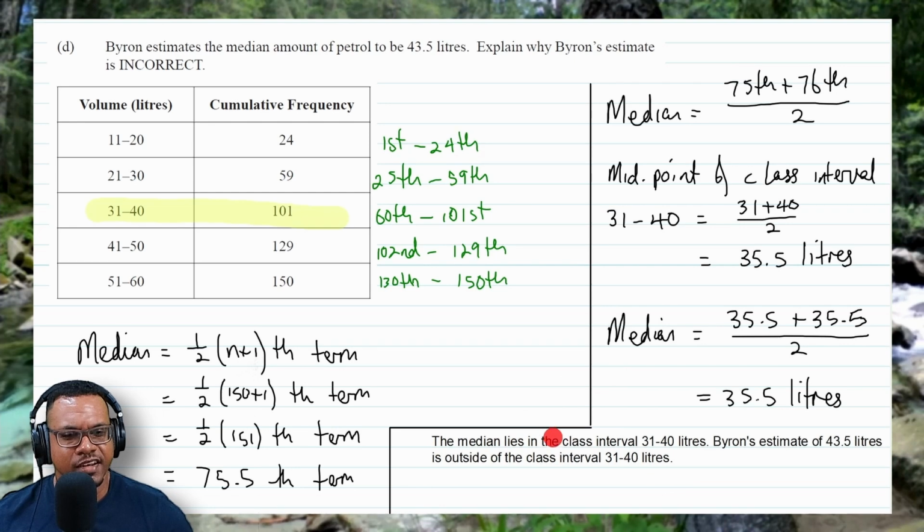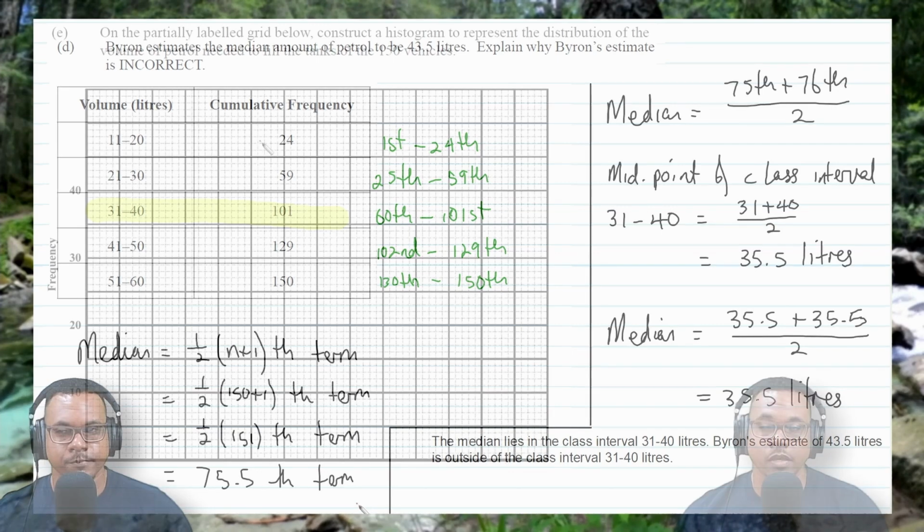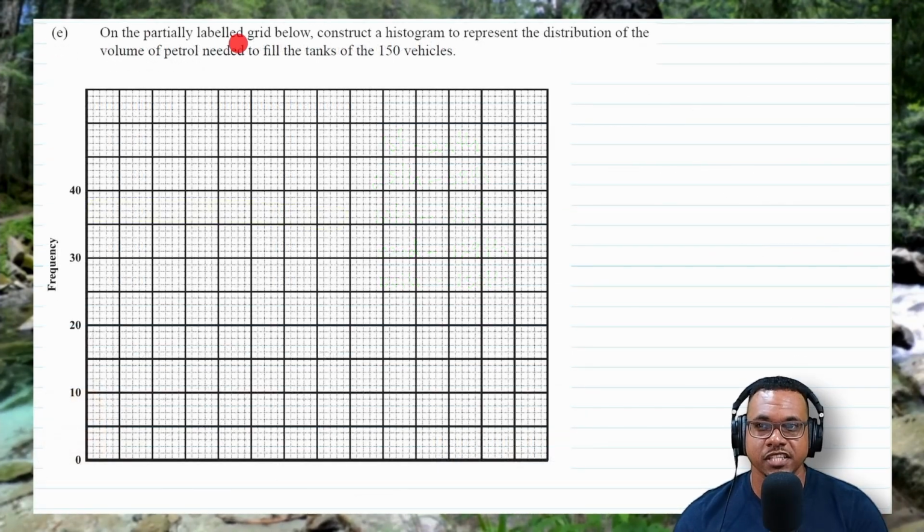So I have that the median lies in the class interval 31 to 40 liters, and Byron's estimate of 43.5 liters is outside the class interval 31 to 40 liters. Now for part E, we have on the partially labeled grid below, we want to construct a histogram to represent the distribution of the volume of petrol needed to fill the tanks of the 150 vehicles.